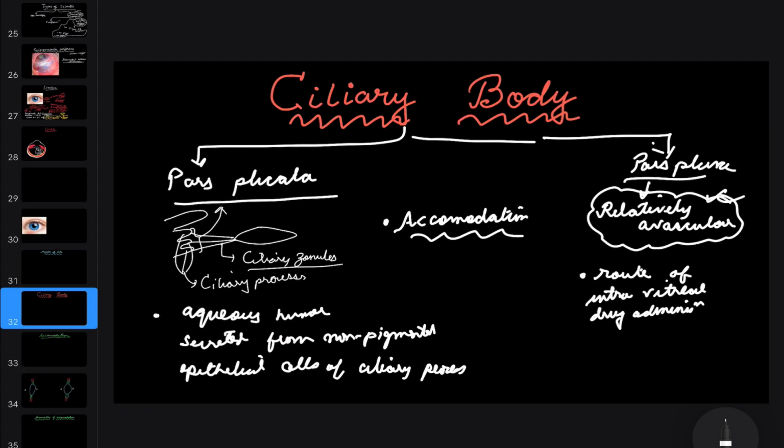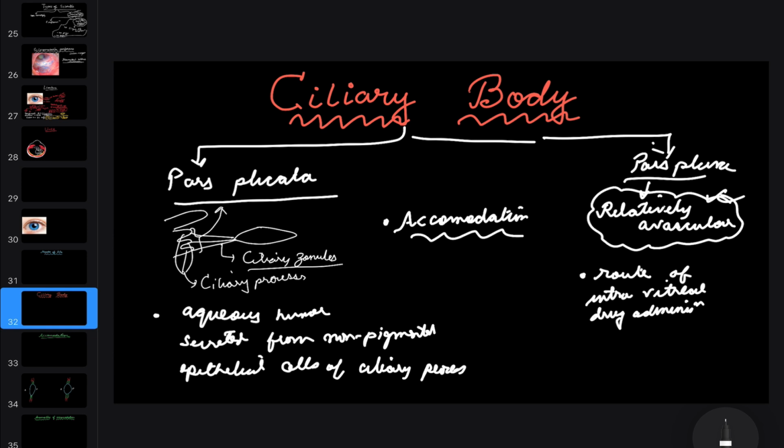So now we start with another topic, that is accommodation. In our last video we had talked about the anatomy of the middle layer of the eye, in which we had talked about the ciliary body. When we were talking about the ciliary body's anatomy, we also talked about its functions. We said that one of the major functions of the ciliary body is accommodation.